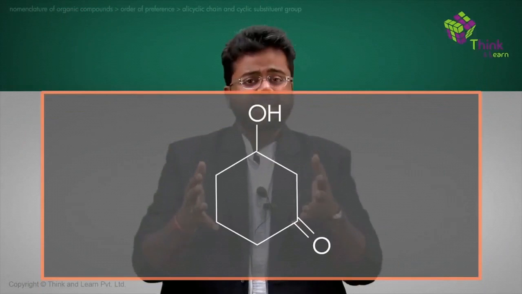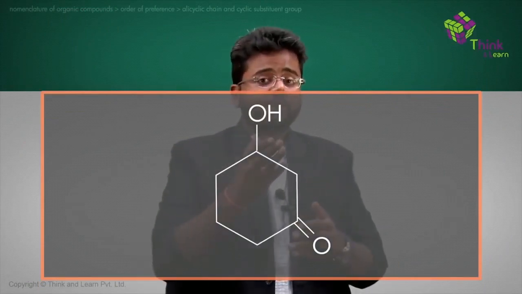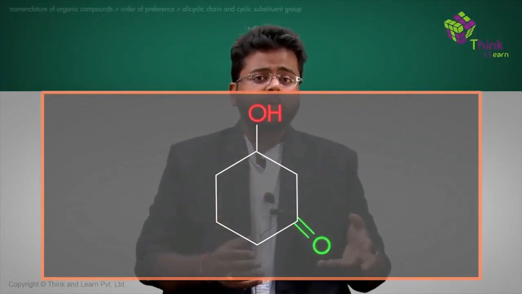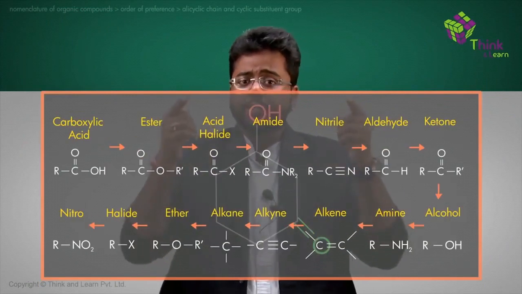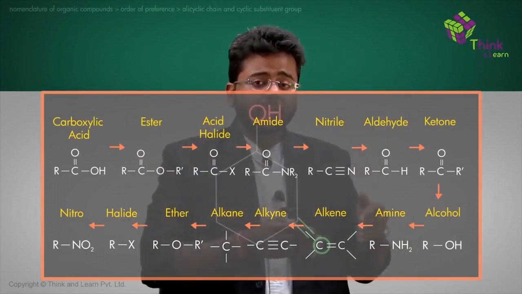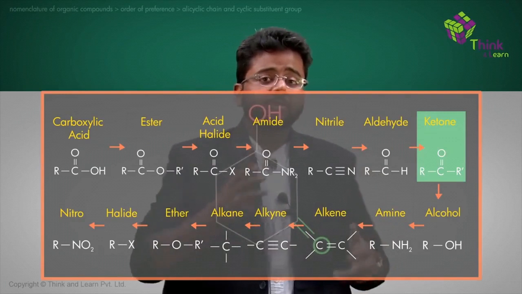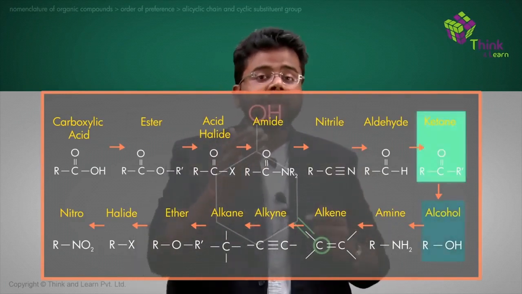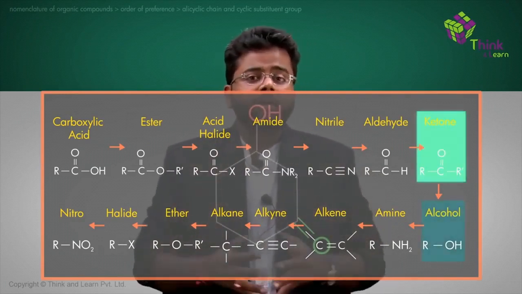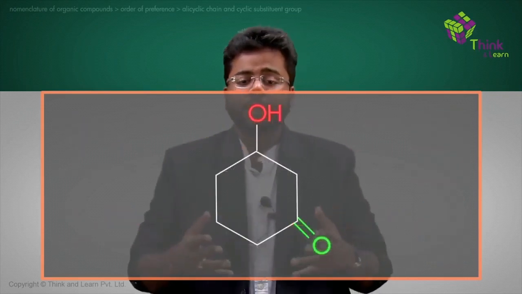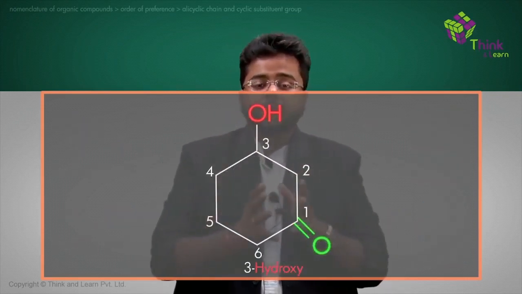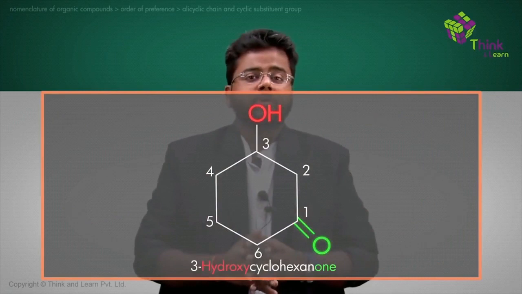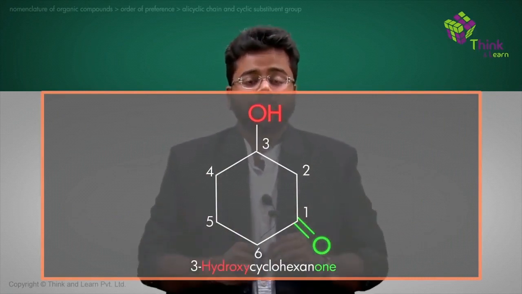I have a cyclic compound. I have OH over here and a double bond O over here. If I see the priority series, one functional group is a ketone and the other is an alcohol. Again, ketone has more priority over the alcoholic group. So what should be the name? The name would become 3-hydroxycyclohexanone. That is the name.